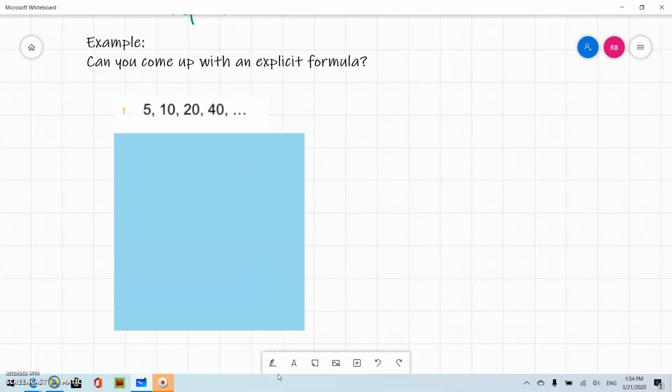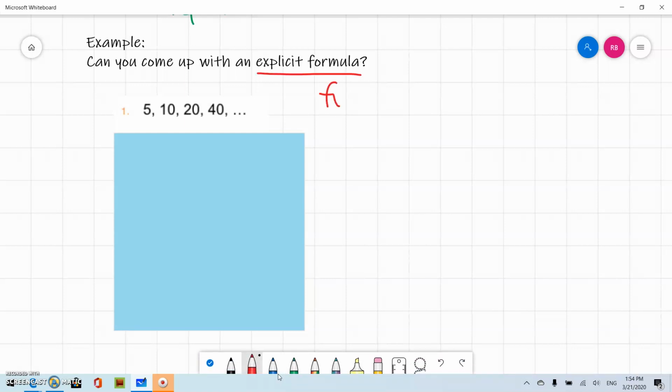All right. So then we're going to use number 1 from the example before to find the explicit formula. Remember, explicit formula is like a function, okay? So think of it as a function of n.